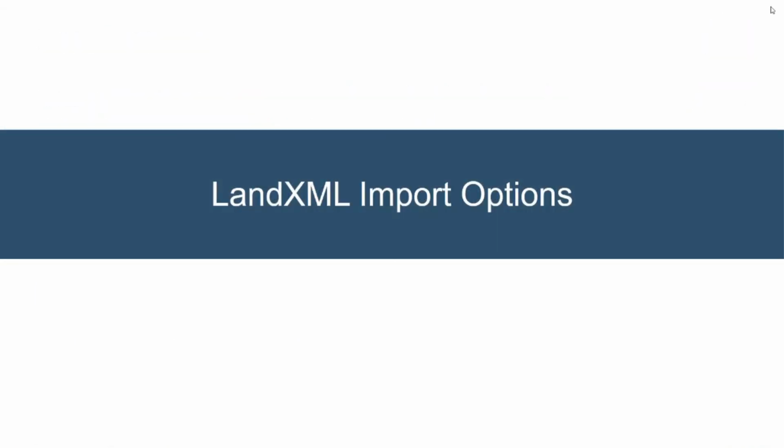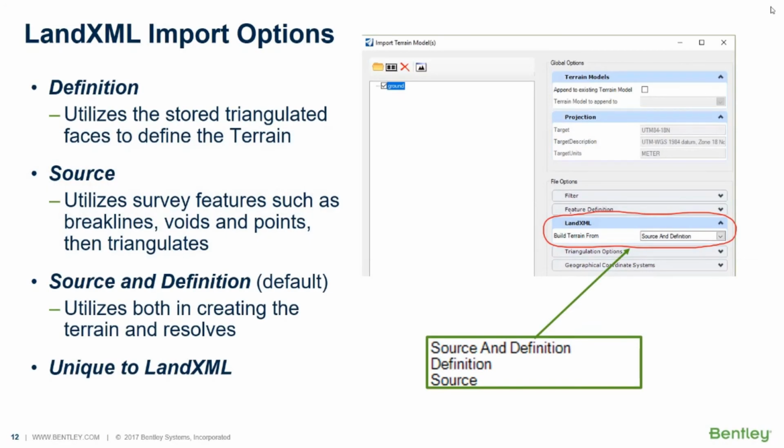Another frequently asked question we get is with regards to LandXML import options. Now you'll notice when you import a LandXML file, there's a setting that is unique to LandXML, and it is the build terrain from. And you get three options there. You get source and definition, you get definition, and you get source. And the names themselves don't really lend themselves to identifying what each one is.